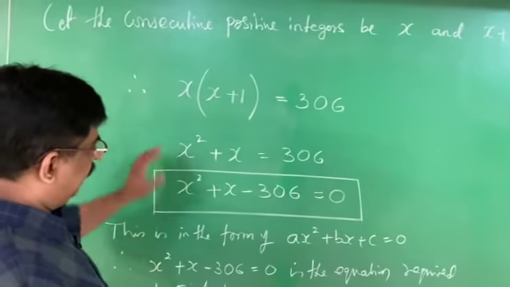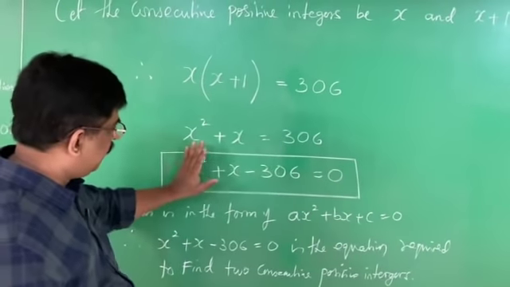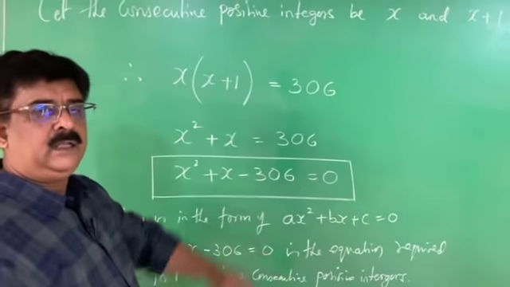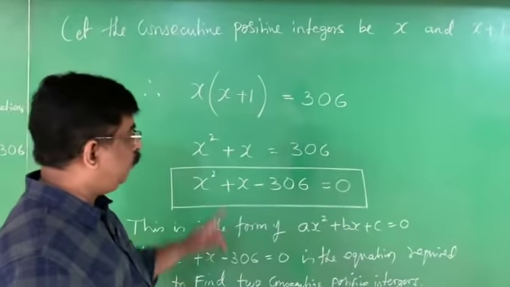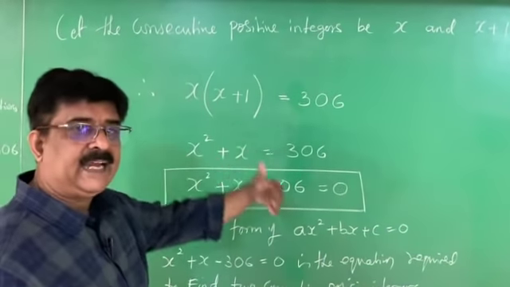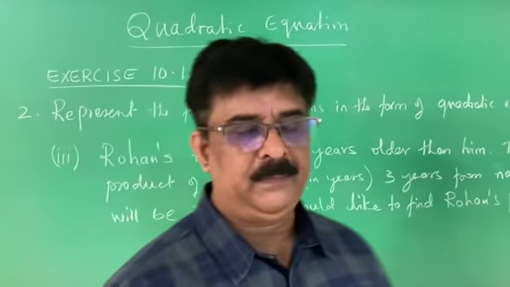Then I multiplied, and I got an equation. That equation is in the form of ax square plus bx plus c is equal to 0. Using this equation, I can find the two consecutive positive integers. How to find them? There are methods to find this. That is in the second part of the chapter. The third problem is a practical problem.